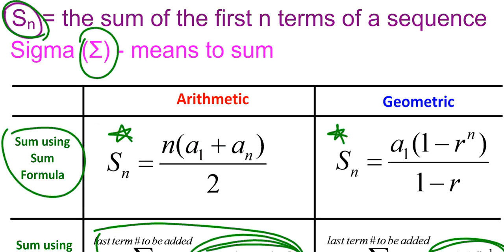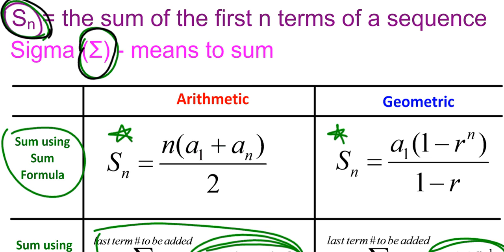When you look at the symbol for sigma right here, it means to add or to sum. It's a summation symbol. S sub n right here is the sum of the first n terms. So let's say we wanted the sum of the first 15 terms. We would say S sub 15.